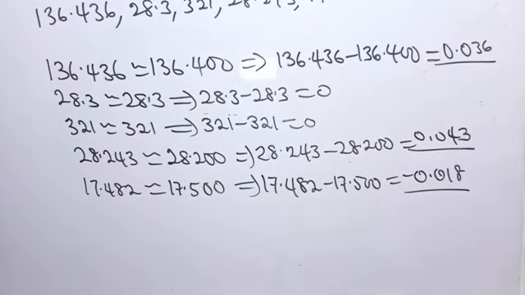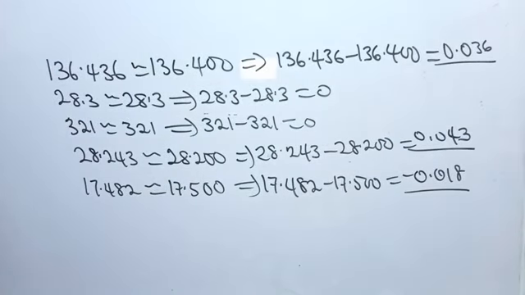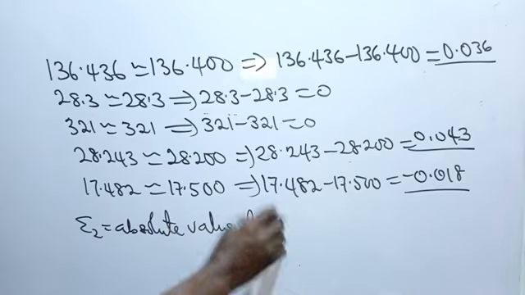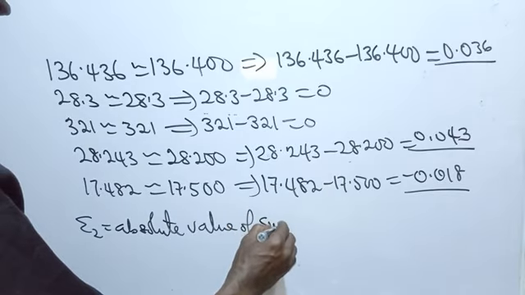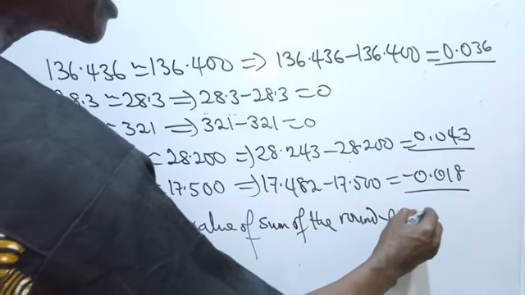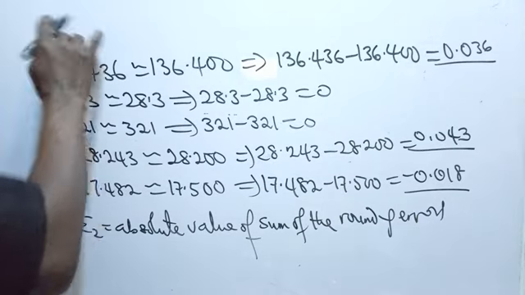Now, to find error 2, the absolute value of the sum of the random errors, let's first add them together. So let's say E2, error 2, is the absolute value of the sum of the random errors. Before we can get that, we have to first add them. Okay, let's add them.